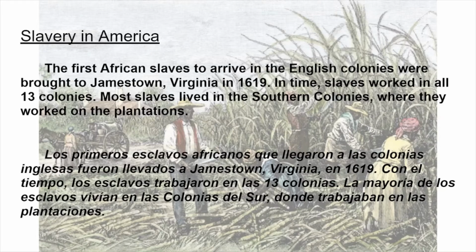The first African slaves to arrive in the English colonies were brought to Jamestown, Virginia in 1619. In time, slaves worked in all 13 colonies. Most slaves lived in the southern colonies, where they worked on the plantations.